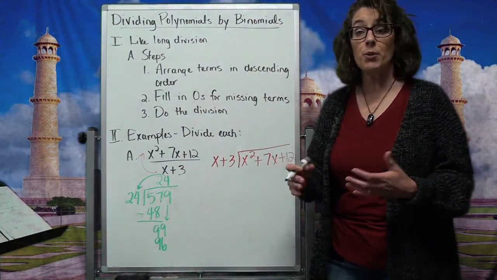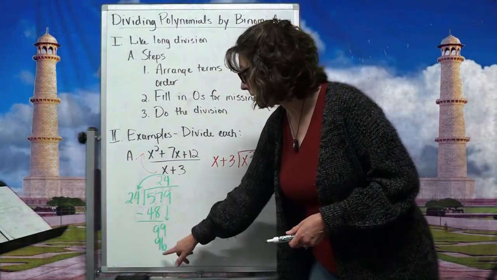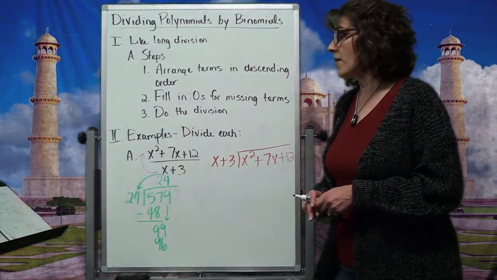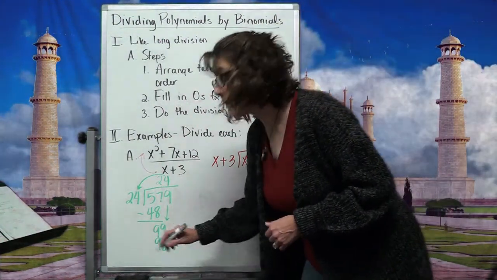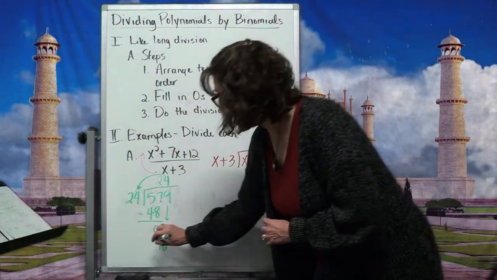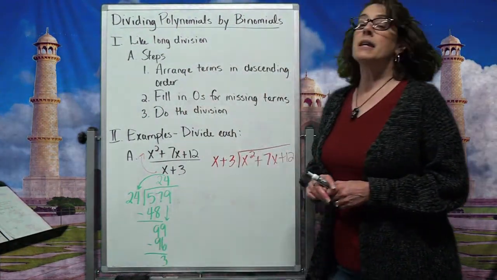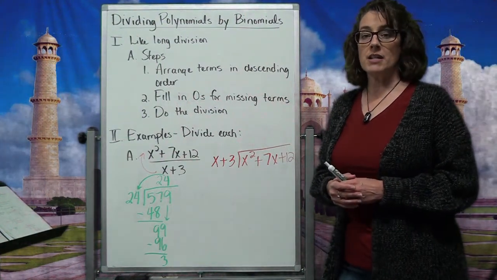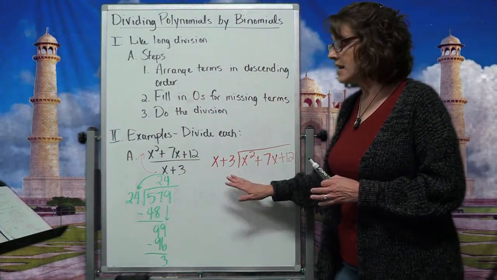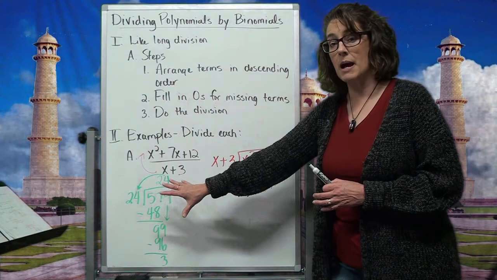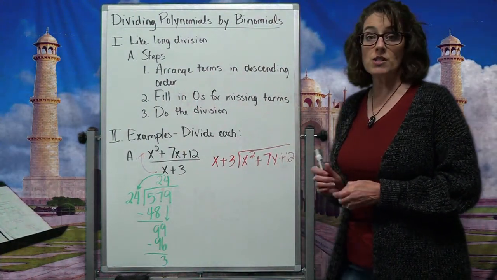If I repeat the process, once I do that multiplication, I will write it right down here. And then after that, I will repeat the process, and I will subtract, and 99 minus 96 is 3. Now, we'll deal with this remainder idea here in the next example, but let's go ahead and take this process that's been established here and use it to do this division.